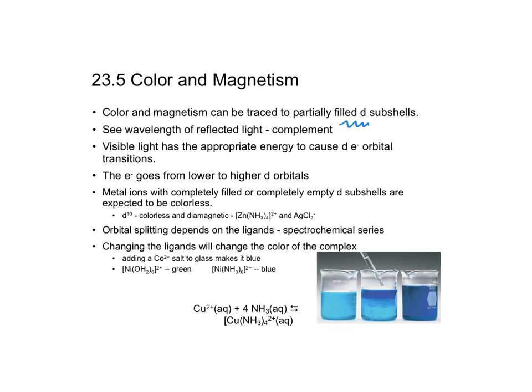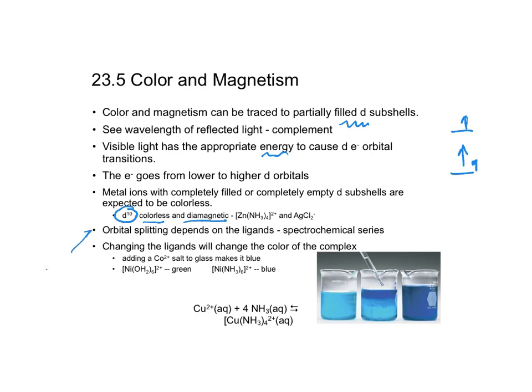Visible light has the appropriate energy to cause d electron orbital transitions. The electrons go from a lower energy level to a higher energy level. Okay, that's really what this is going to be talking about. Some points to make. If we happen to have a completely filled or completely empty d subshell, the material will be colorless. It will also be diamagnetic.